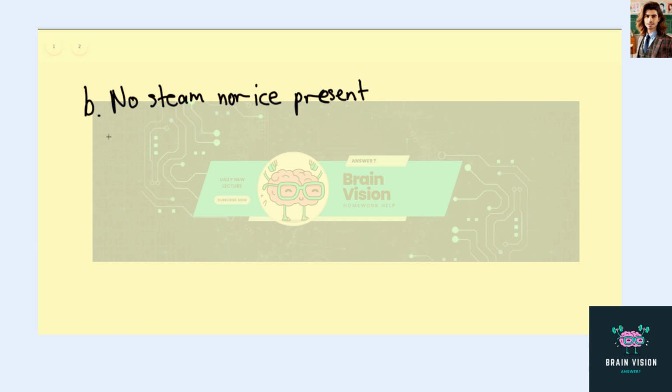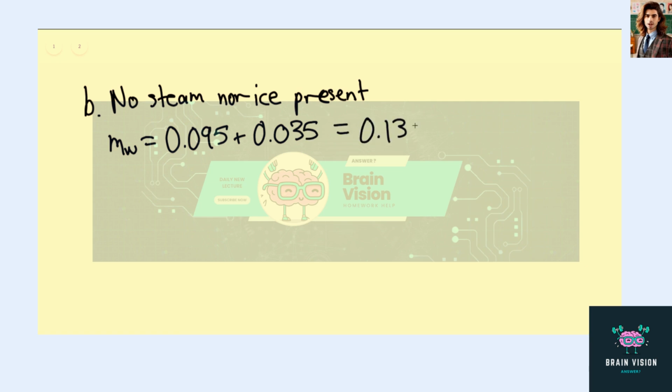And then the mass of water, due to the law of conservation of mass, would simply be the mass of the ice initially plus the mass of the steam initially. And this is giving us 0.130 kilograms. So this would be the mass of the water present after the system reaches equilibrium.